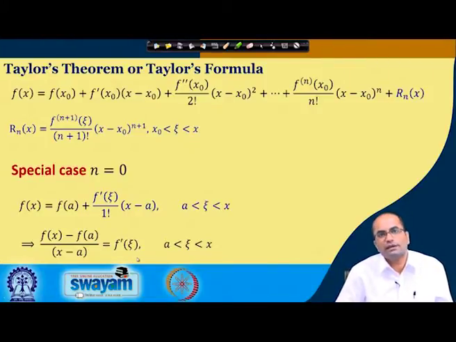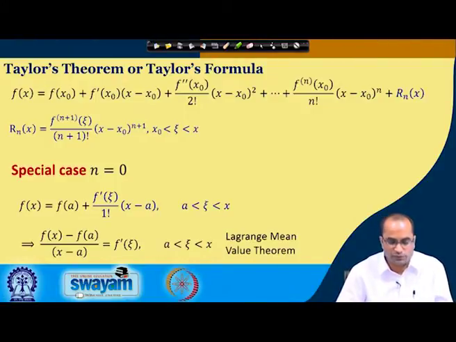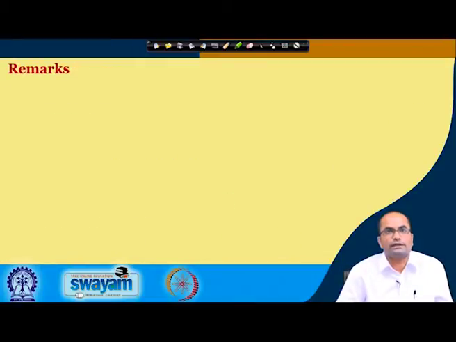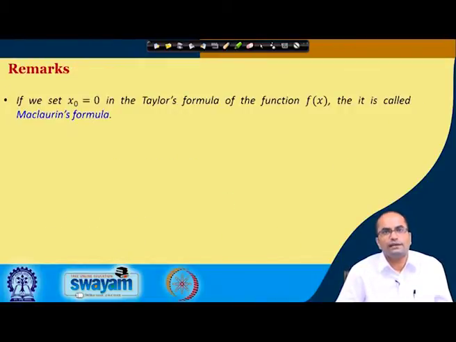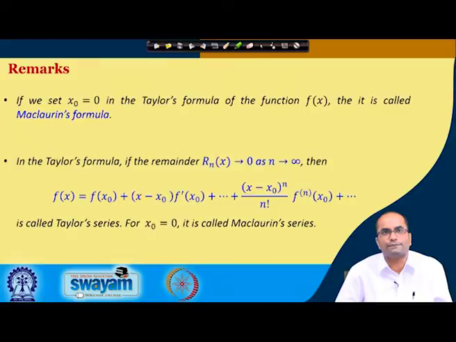So, this is a special case of the mean value theorem which we have seen just by putting n equal to 0 in this case. Some remarks. If we set x 0 equal to 0, the point of expansion in this Taylor's formula, then it is called the Maclaurin's formula.